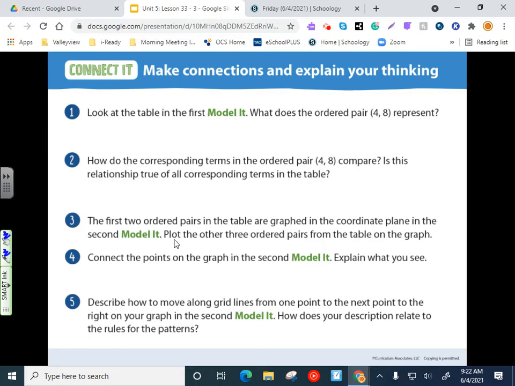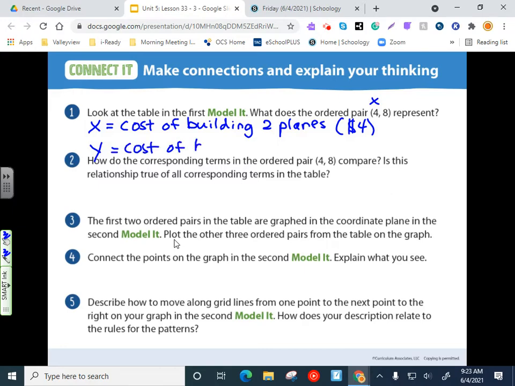Well, the X is the cost of building two planes. Now you may be thinking, well, planes are $2 each, but that's true. So if you build two, that's going to be $4. That's where that 4 comes from. And the Y is the cost of building two boats. And that would be $8.